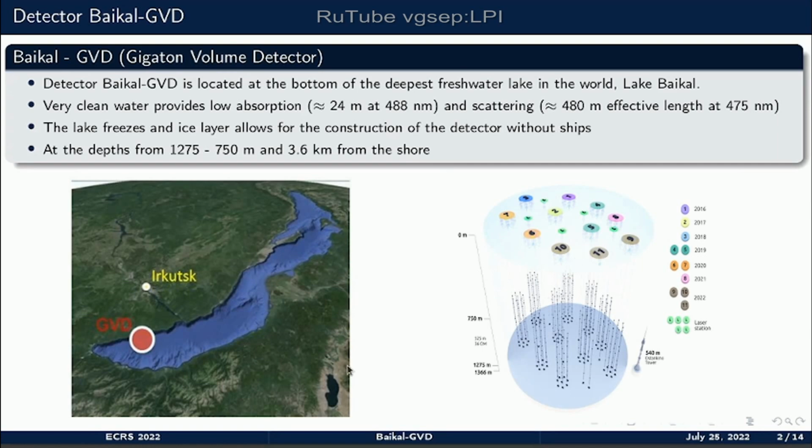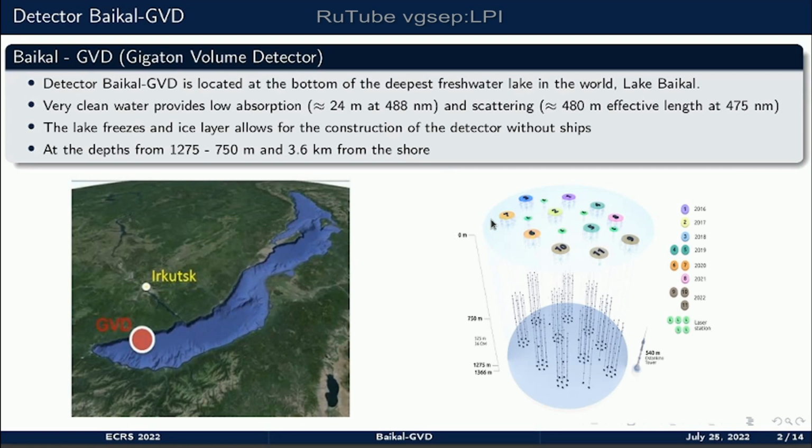And this detector is located in the southern part of Lake Baikal, 3.6 kilometers from the shore. It is deployed at a depth of 1.3 kilometers. Lake Baikal was chosen for deployment of the detector due to its high water transparency, lower radioactivity and bioluminescence. And moreover, the beneficial property of this lake is that it freezes from February to April. So the thick ice layer allows the construction of the detector without using ships.